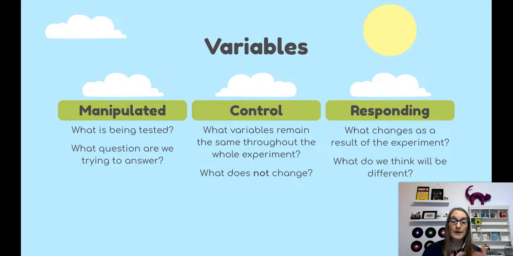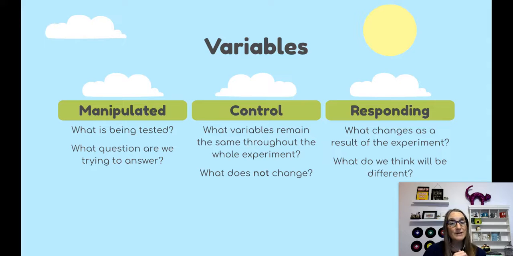And that is a clue for you that that is probably the manipulated variable. Now, controlled variables remain the same throughout the whole experiment. Again, as I explain the procedure to you, think about what things are exactly the same in all of the different leaves that we're testing. Those things, the things that don't change, are going to be our controlled variables.